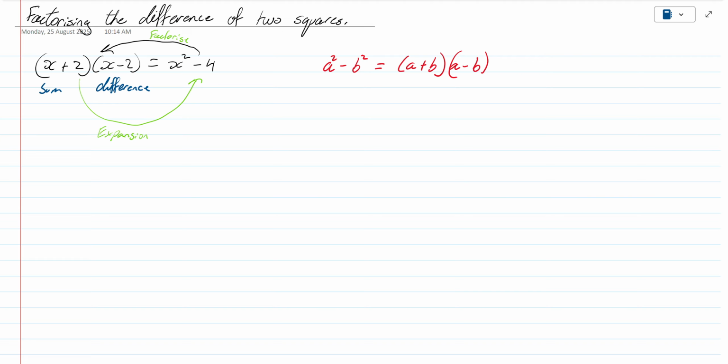So with our first example, we'll start off nice and easy. We have x squared minus 16. Now that's quite simple. We know that that is in the form of x squared minus 4 squared. So there we have simplified the 16. We've square rooted the 16 and taken that as the squared form of 4.